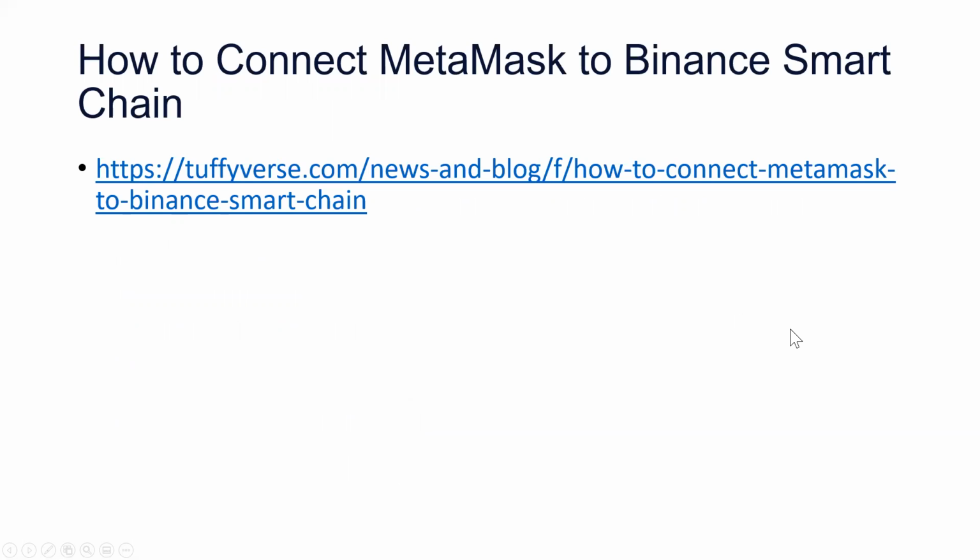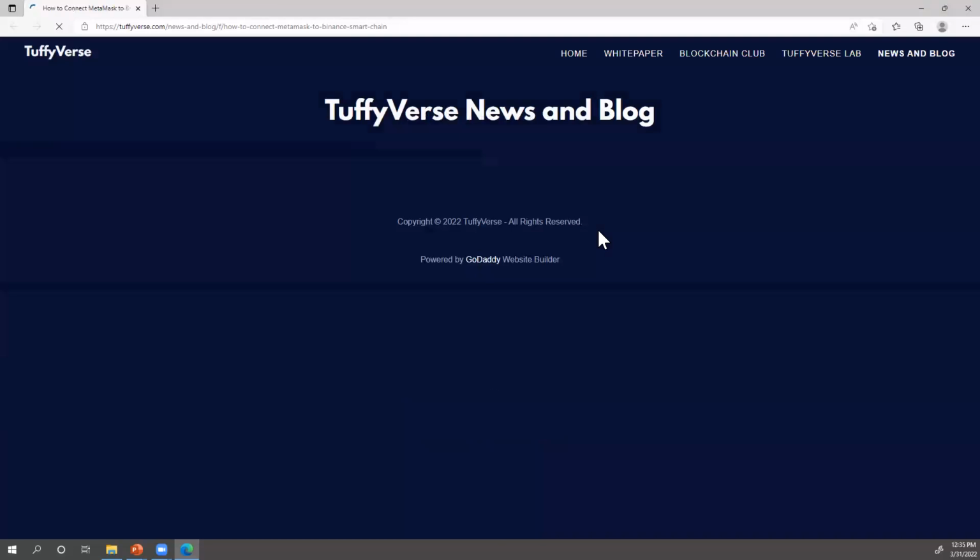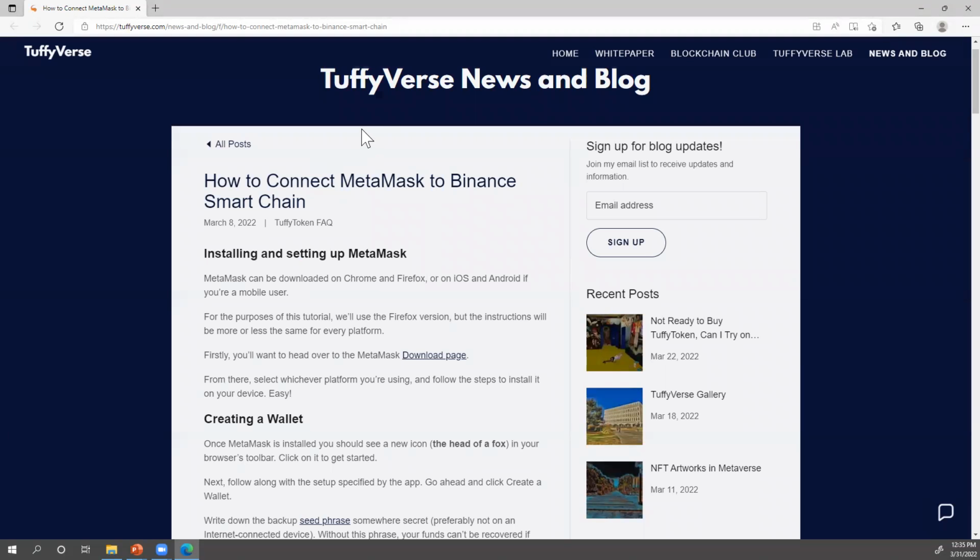Let's talk about how to use BSC. The first question that may come to your mind is, we talked about connecting MetaMask to Ethereum testnet and mainnet, so how can we use MetaMask with Binance Smart Chain? Here is the link. This is a website that I created to introduce some recent projects and updates from the lab and also from the blockchain club. We will talk about the club and the lab later.